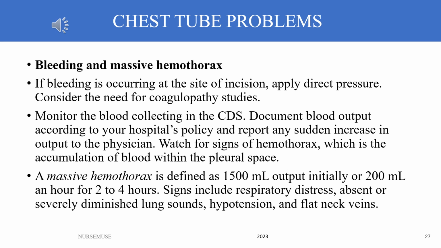Watch for signs of hemothorax, which is an accumulation of blood within the pleural space. So it's not air anymore, it's now blood. A massive hemothorax is defined as 1,500 mLs output initially, or 200 milliliters an hour for 2 to 4 hours. Signs you're going to look for include respiratory distress, absent or severely diminished lung sounds, hypotension, and flat neck veins.